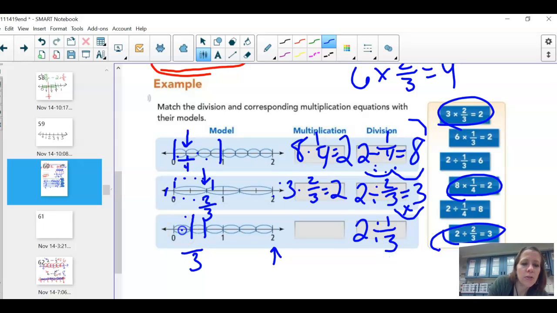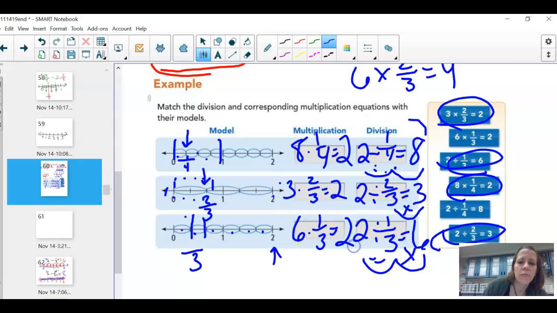I'm going to count my circles. 1, 2, 3, 4, 5, 6 equals 6. There it is. Now I'm going to work backwards. 6 times 1/3 equals 2.